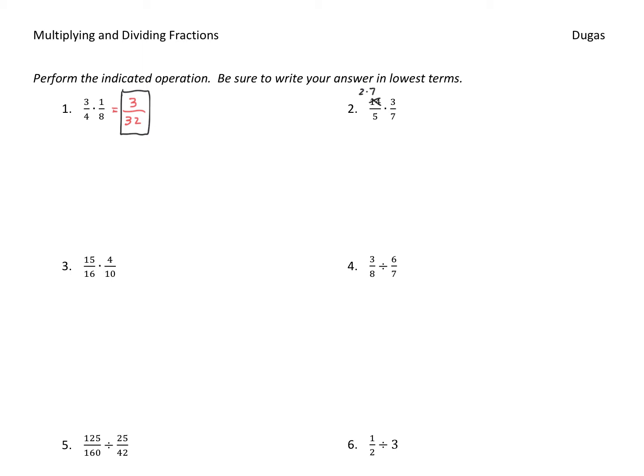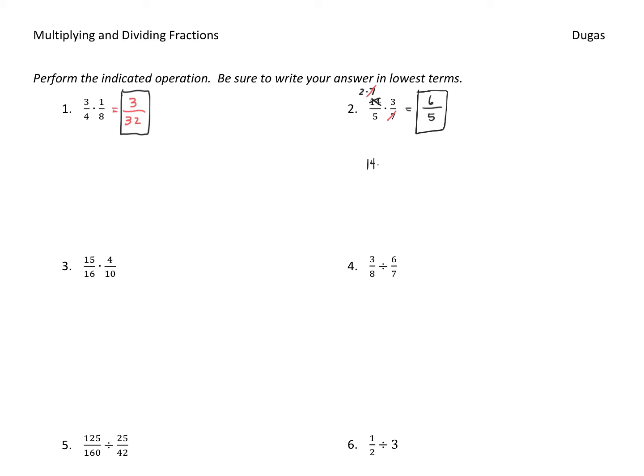Now you can see that you have a 7 on the top and a 7 on the bottom, so those will cancel out. Remember that when they cancel out, it leaves a 1 in its place. So in the numerator, you have a 2 times 3, so that's 6. And in the denominator, you have a 5 times 1, so that's 5. If you reduce before you multiply, then at the end, you shouldn't have to reduce. So 6/5 is in lowest terms.